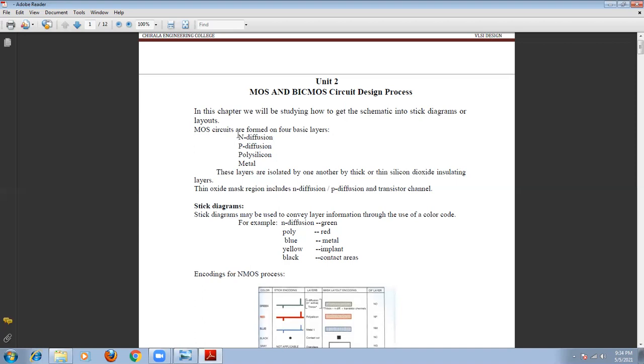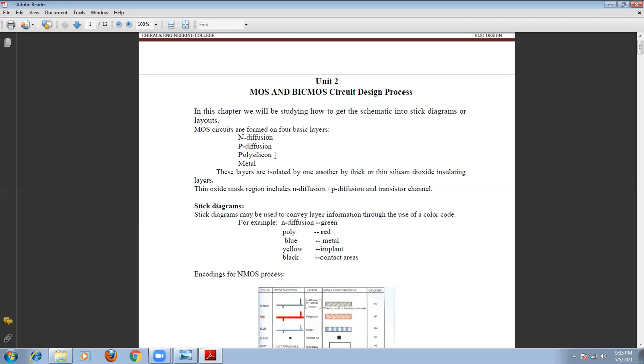Okay, so in case of N channel FET, N diffusions are very, very important because the drain and source are N channel material. So for P channel transistors, the diffusions are P material. And the polysilicon is used to identify the gate material.